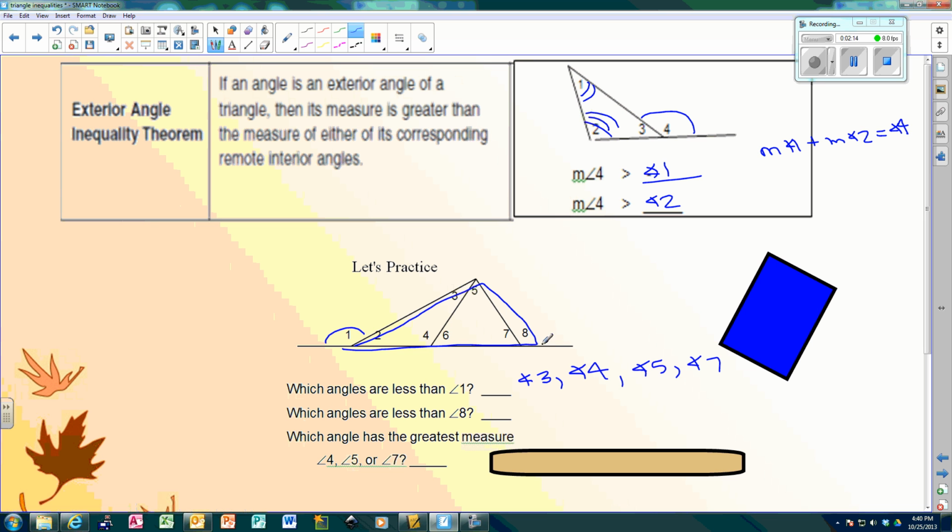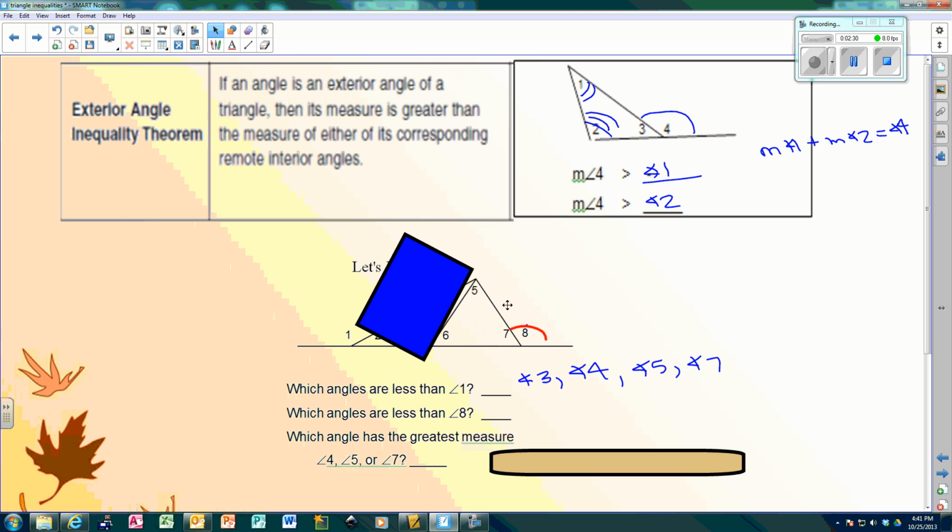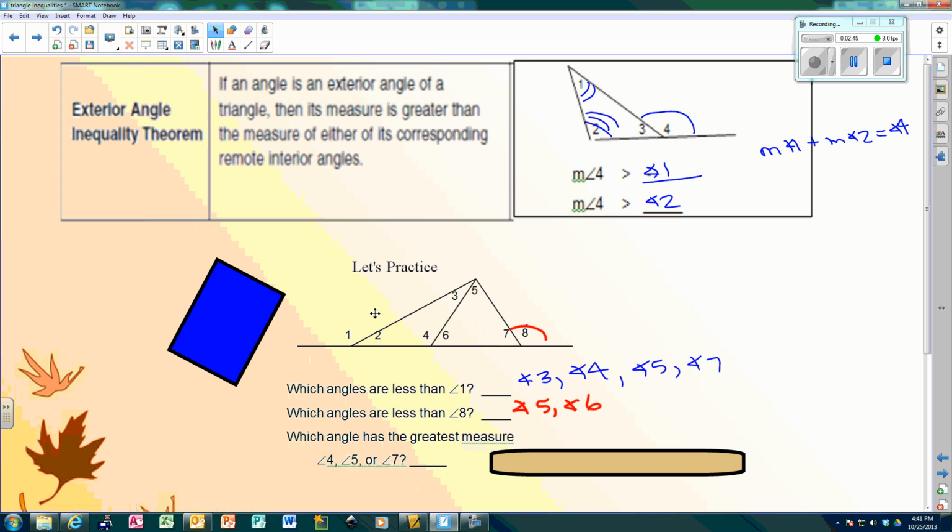Now which ones are less than angle 8? So now we look at angle 8 as being an exterior angle. This time I'm going to cover up that part. Since angle 8 is exterior to this triangle, that means angle 8 is greater than angle 5 and angle 6. But if I move this out of the way and look at the whole picture, angle 8 is also bigger than 3 and 2.